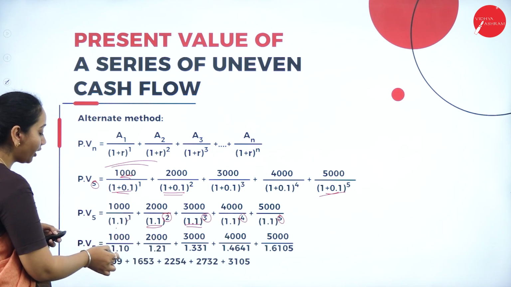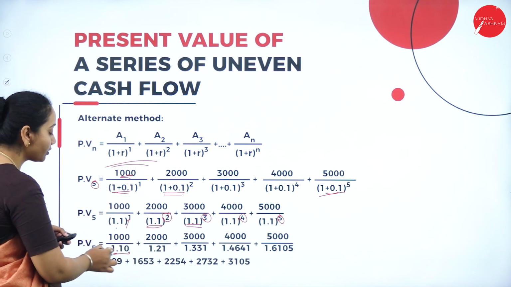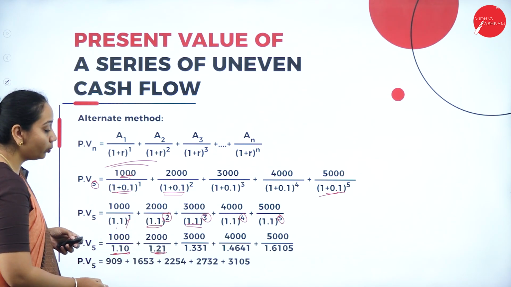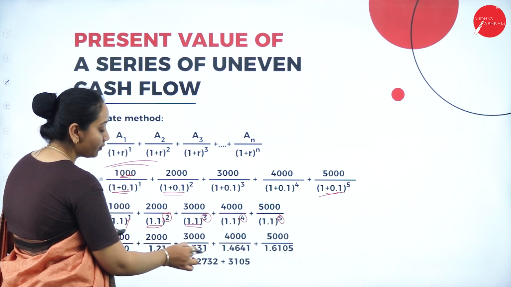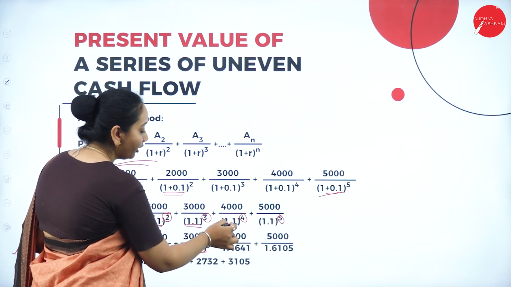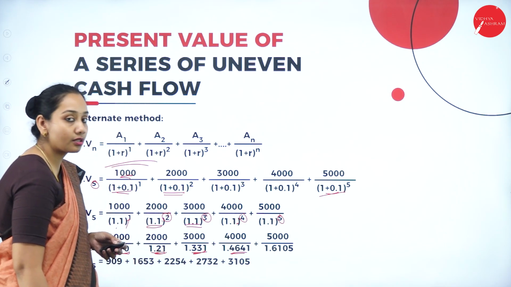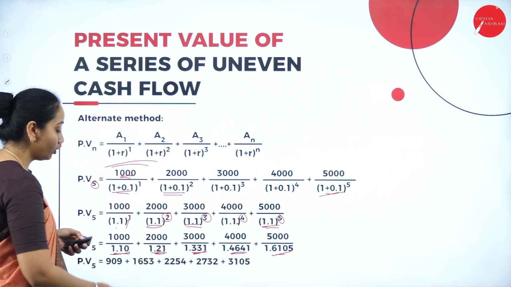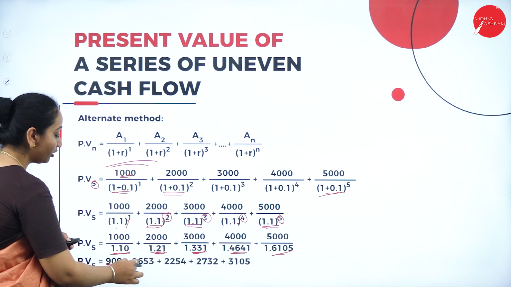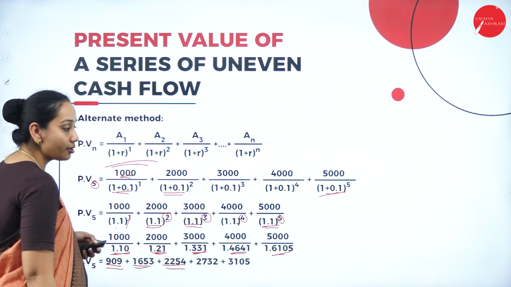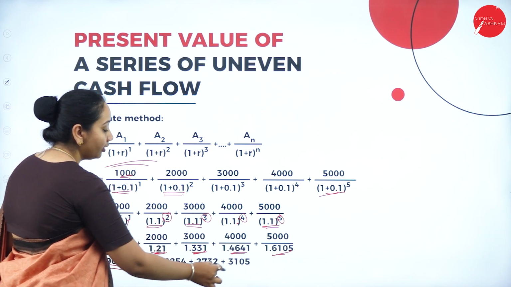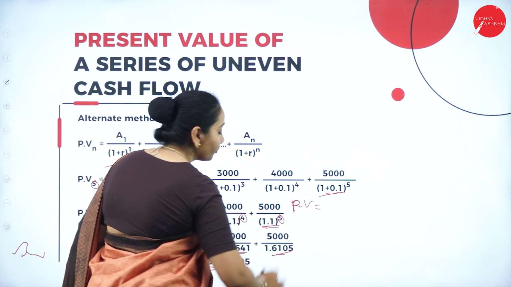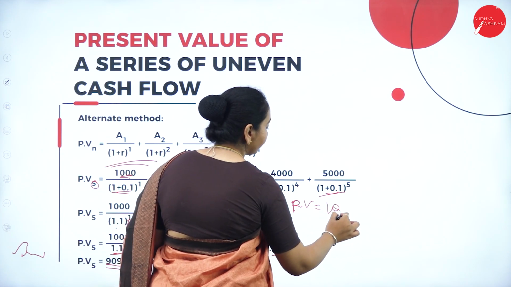Next, 1000 divided by 1.1 whole to the power of 1 is 1.10. 2000 divided by 1.1 whole to the power of 2 is 1.21. 1.1 whole to the power of 3 is 1.331. 1.1 whole to the power of 4 is 1.4641. Then 1.1 whole to the power of 5 is 1.6105. So if you divide it, we'll get 909, 1653, 2254, 2732, then 3105. If you add all, the present value will be 10,653.